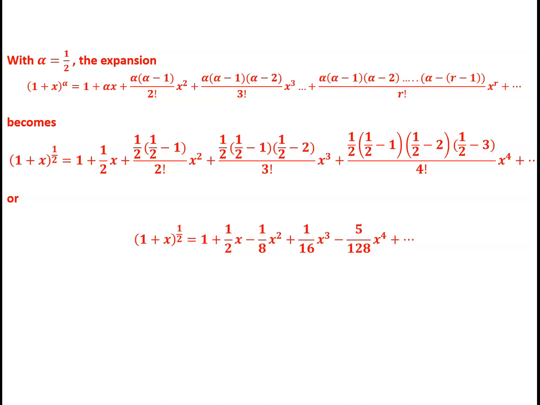So what we're going to do is have a look at the graph of y equals (1 + x)^(1/2), together with the graph of the approximations to it, which are 1 plus a half x, 1 plus a half x minus an eighth x squared, 1 plus a half x minus an eighth x squared plus a sixteenth x cubed, and so on. So we're going to look at the approximations given by the first few terms in the expansion, and we're going to use GeoGebra to do that.